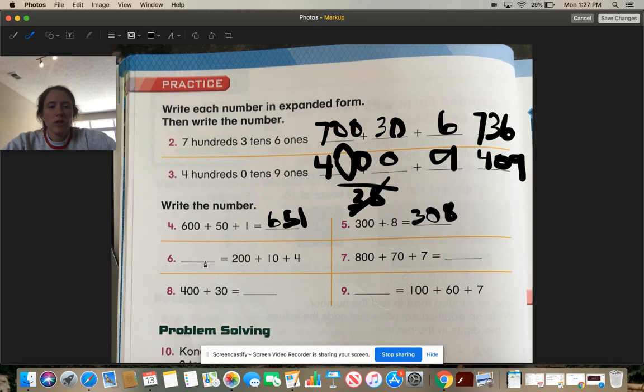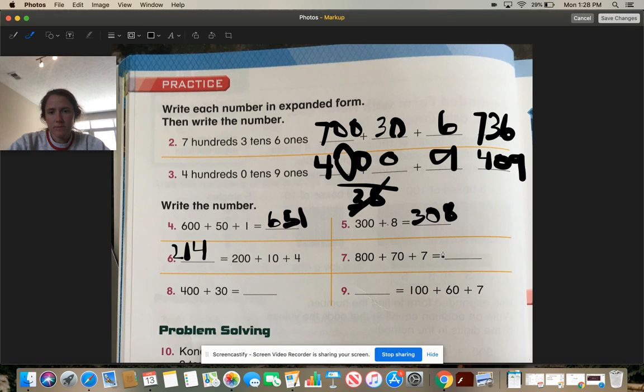So now this, they're trying to trick you and they're putting this all on the right side of the equal sign. So it's the same thing though. So 200 plus 10 plus 4 would be 214: 2 in the hundreds place, 1 in the tens place, and a 4 in the ones place.